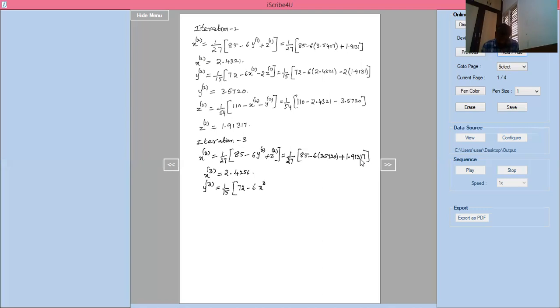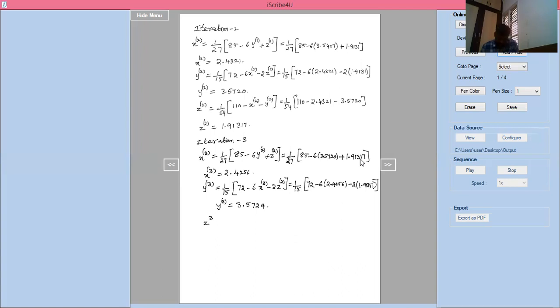Next, another one I will take, y of 3 equal to 1 by 15 into 72 minus 6 into x of 3 minus 2 into z of 2. So now I will write 1 by 15 into 72 minus 6 into x of 3, which is 2.4256, minus 2 into z of 2, which is 1.91317. Use the calculator and you can simplify. So you will get y of 3 equal to 3.5729.